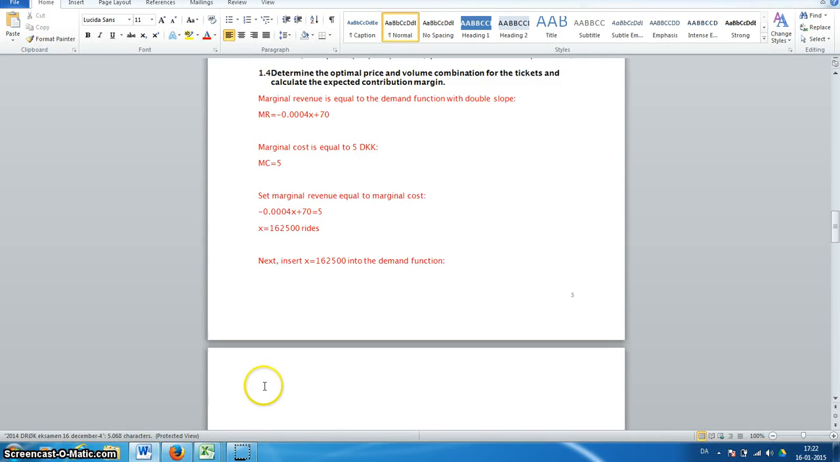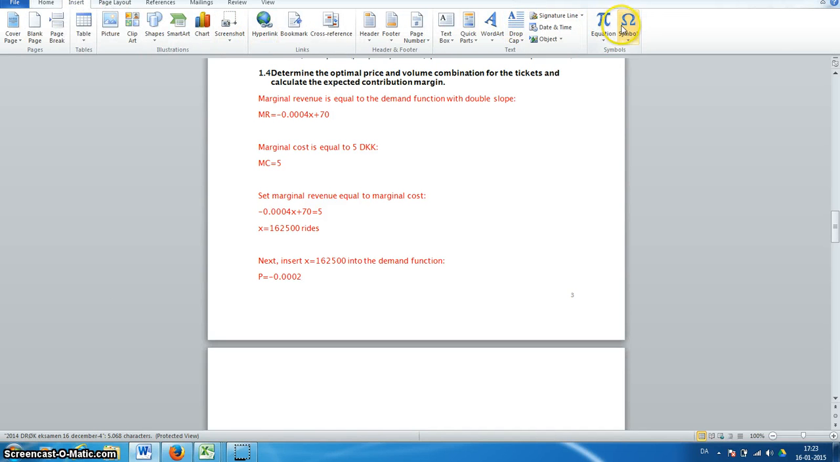If we should write the calculation for this point, it is equal to price, which is minus 0.002, and then instead of x, we simply just write multiplied with 162,500 plus 70, and then we get that the price is 37.5 Danish kroners.